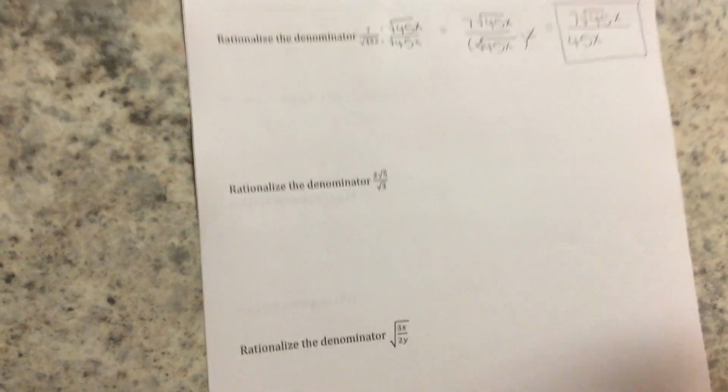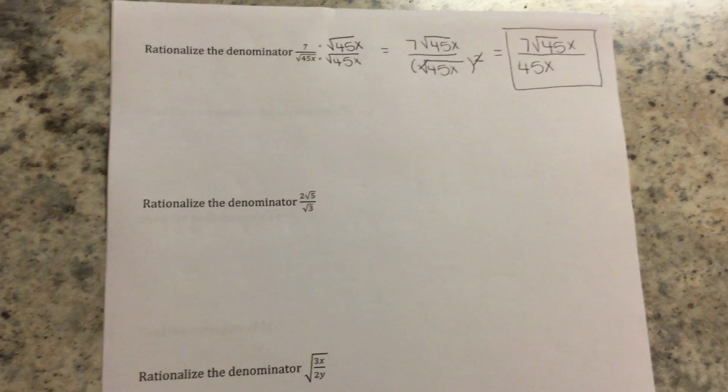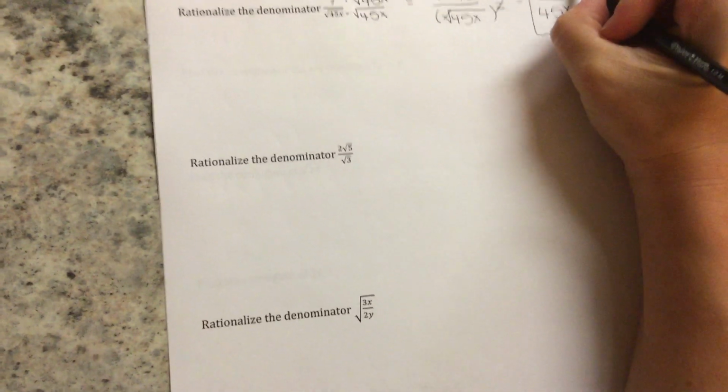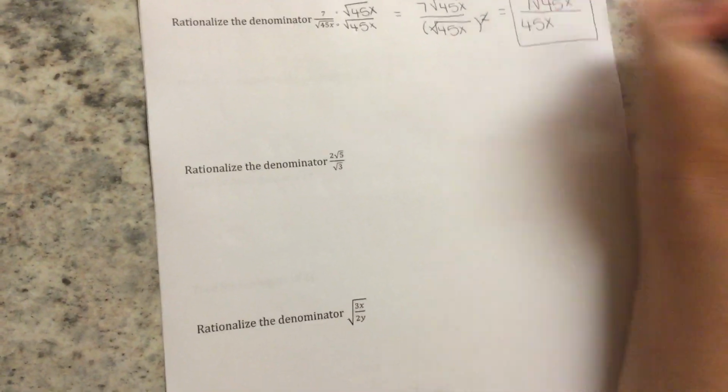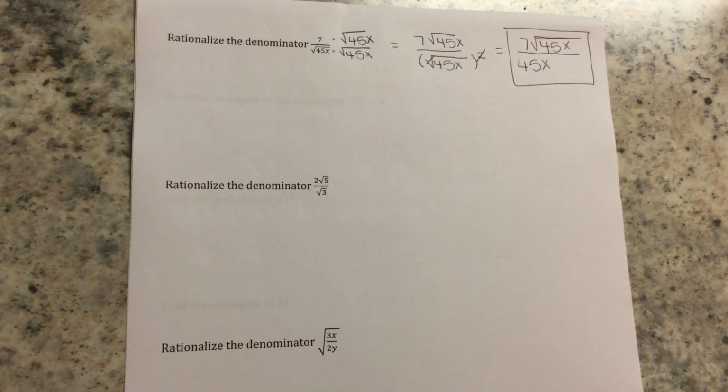Notice it says rationalize the denominator, so I'm only worried about getting the radical out of the denominator. So that is my final answer. All of that is underneath the radical, so I need to make sure that that's written to show that.